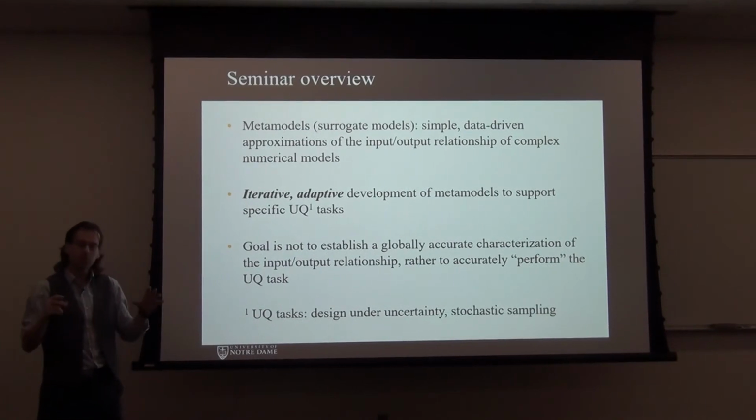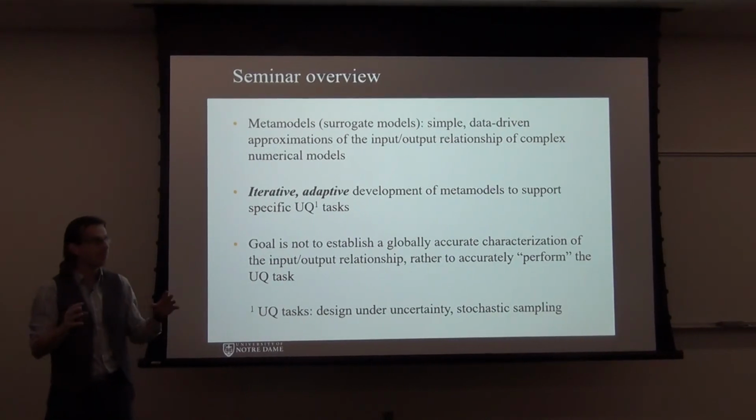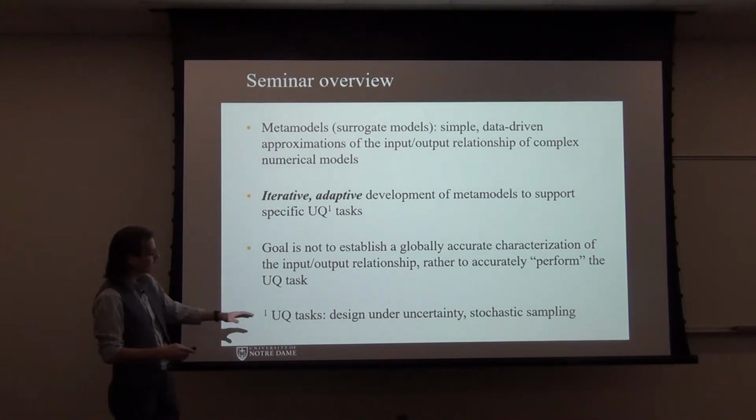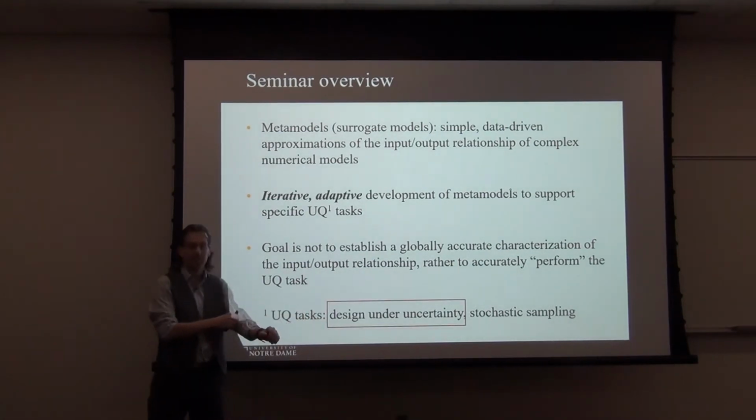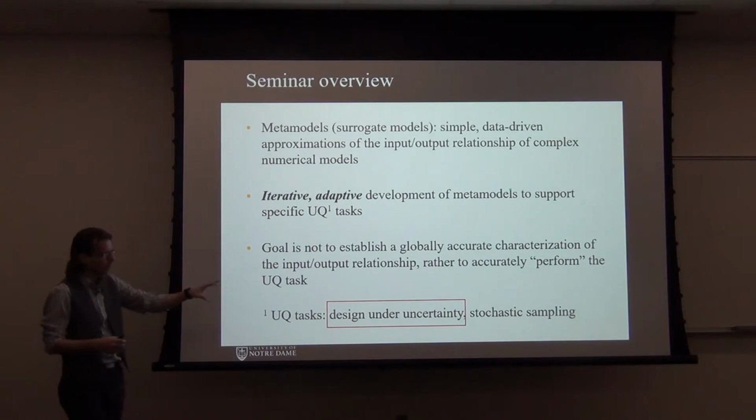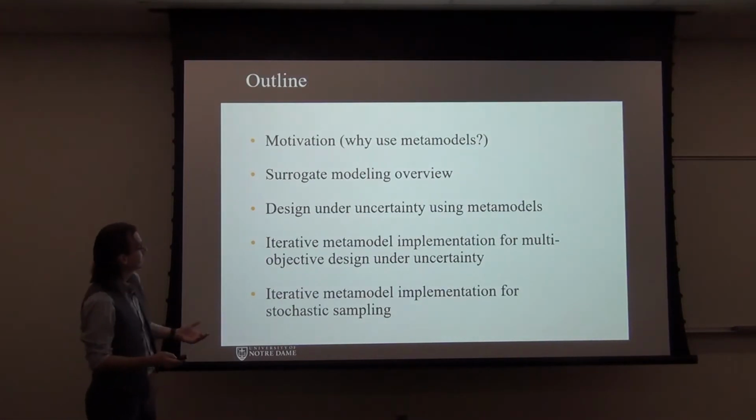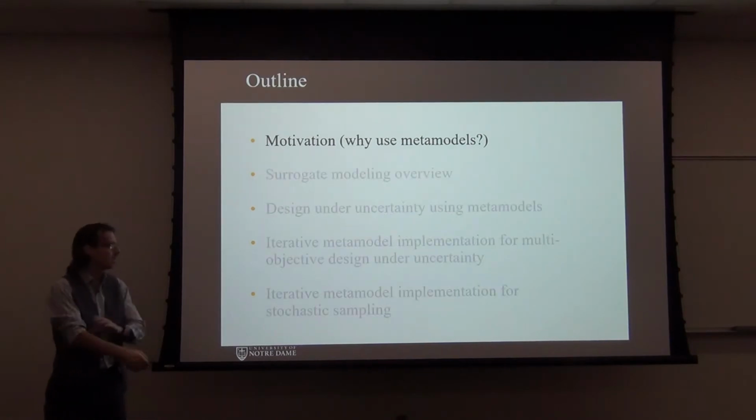So we'll try to convey all these theoretical developments within the context of two specific applications, and the main one I'm going to focus on is design under uncertainty. Towards the end of the presentation, we'll talk a little bit about stochastic sampling. So let's try to motivate the use of meta models from the perspective of design under uncertainty.